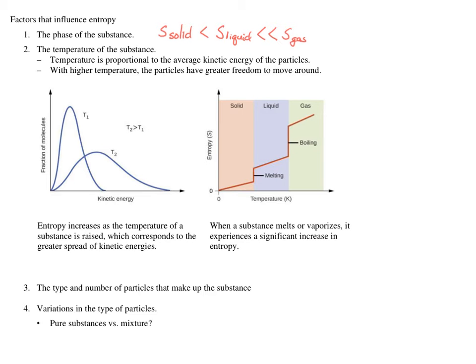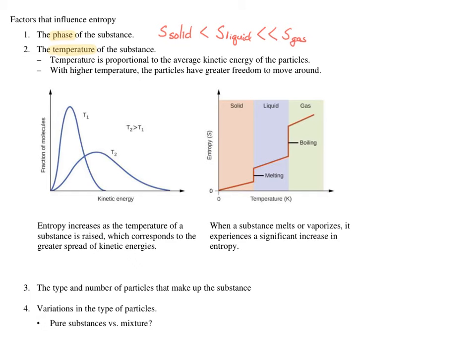Factors that influence the magnitude of entropy. Phase and temperature are the primary factors we're going to be concerned with. A solid state has the lowest overall entropy. The particles are held in place. There's relatively few distributions or microstates associated with a solid.